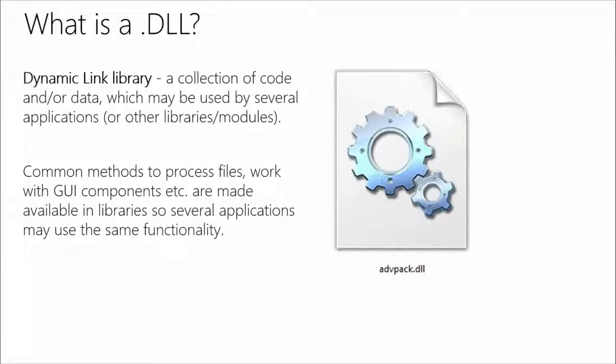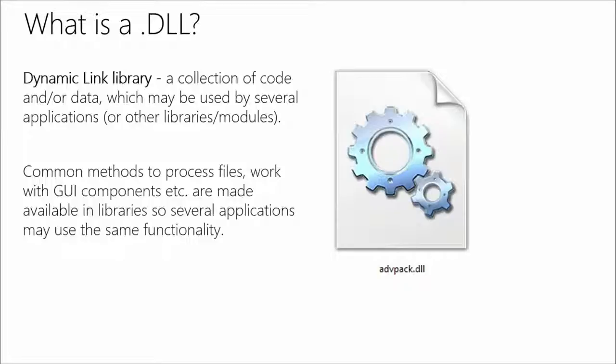Okay, so how does Unity handle DLLs? Well, first of all, let's understand exactly what a DLL is. What is a DLL? Okay, a DLL is a dynamically linked library. Essentially, it's a collection of code and or data which may be used by several applications. So this includes libraries or modules. So really, this is just common methods or things that we're going to have to use over and over.